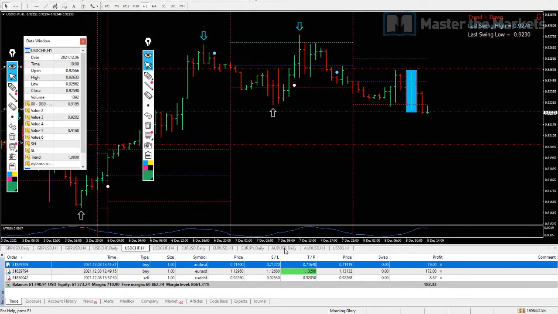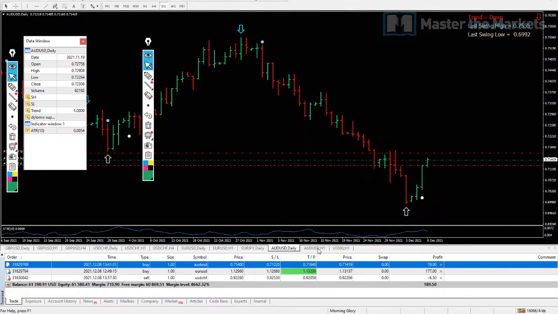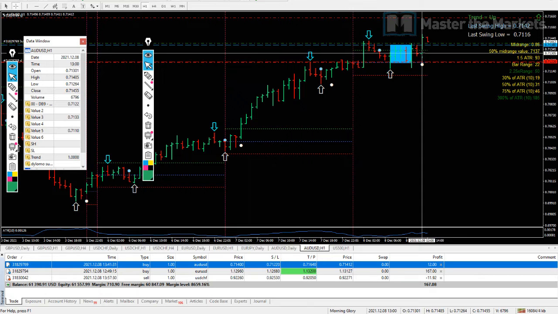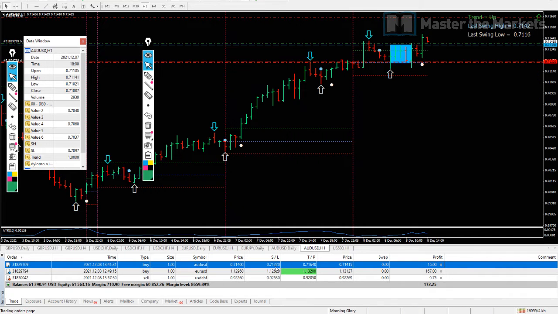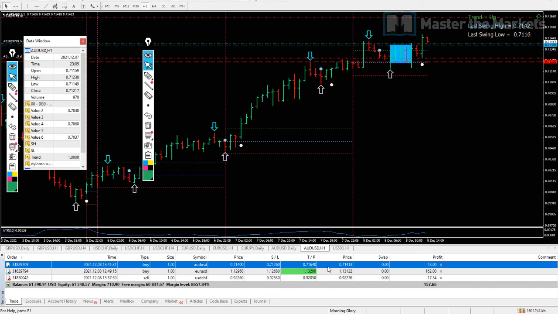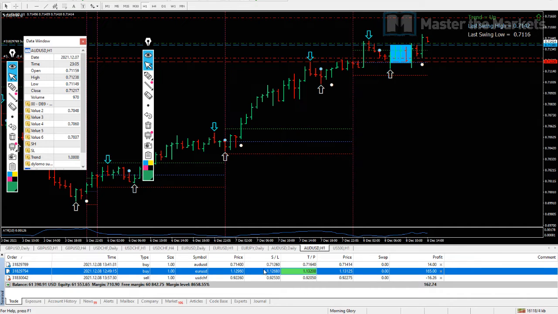So we have Aussie dollar here. Let me take a look at Aussie dollar on the 1 hour. Where should I be trailing my stop to? I should be trailing it to the low of every bar as we speak, because we're going long. So the low is 7126, and that's where I'll be trailing my stop to. I will modify that and go on to 7126, and that is done.